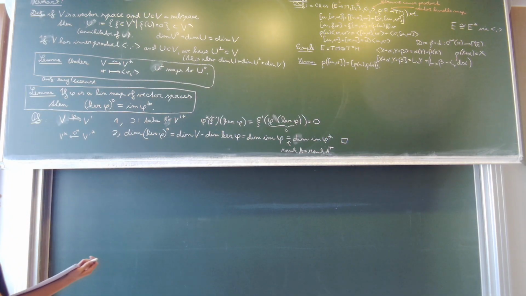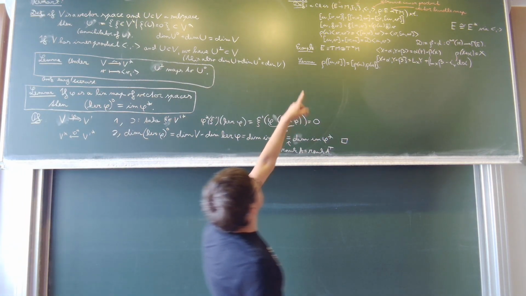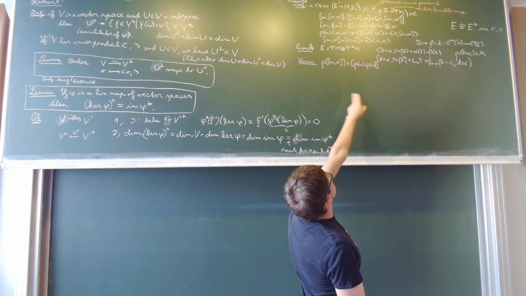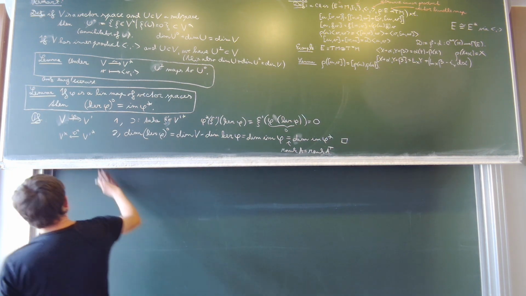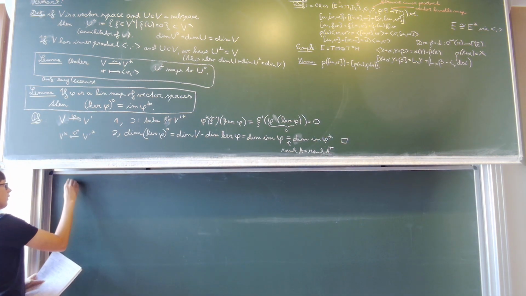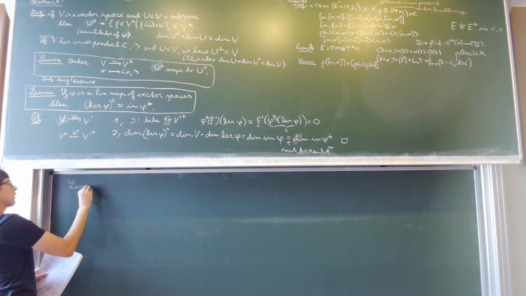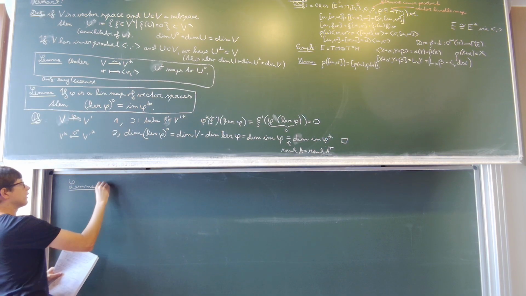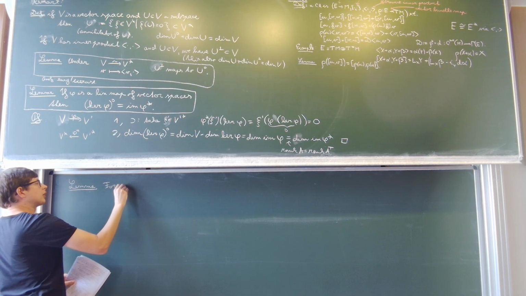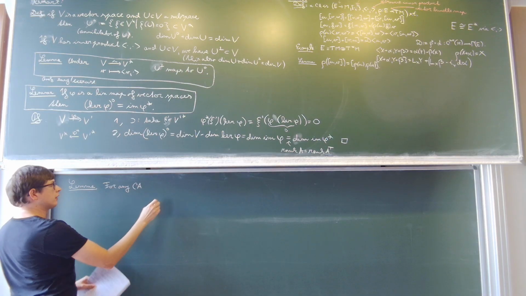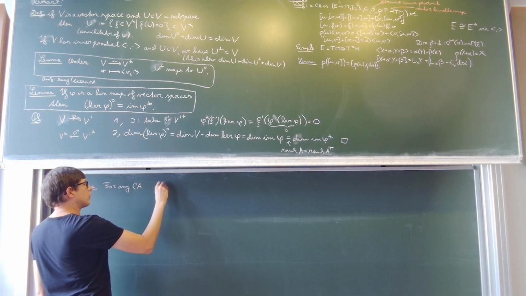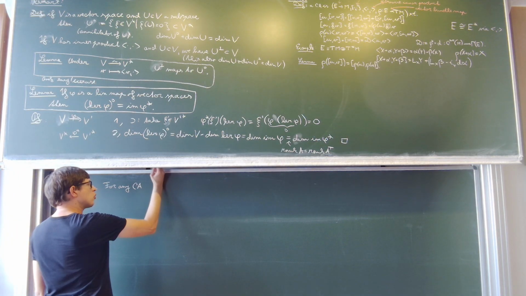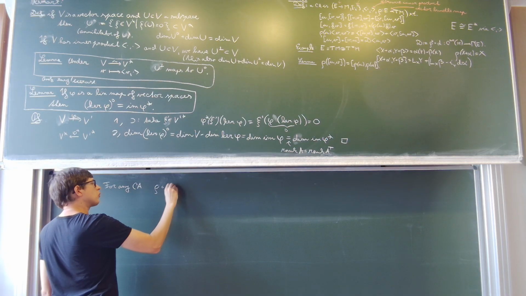Okay, now let's go back to Courant algebroids. We showed that if you have such an axiom, then there is this statement. Now let's show another consequence of the axioms: for any Courant algebroid, rho followed by rho star is 0.